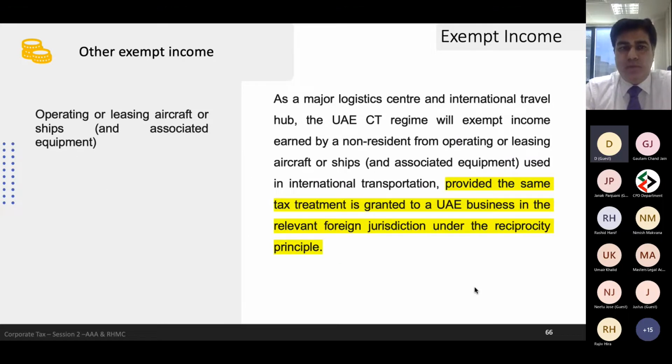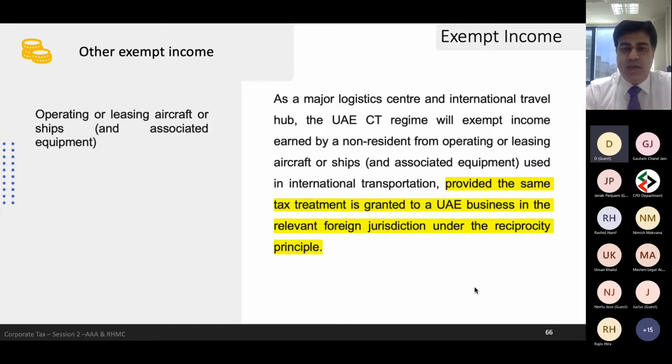Other income, now they're very specific on leasing and logistic kind of activity. So they said operating or leasing aircraft or ships and associated equipments. So they have taken this as out of the purview from a corporate tax perspective, and the logic is also correct because UAE is a major logistics center and international travel hub, UAE corporate tax regime will exempt income earned by a non-resident. So it's an income which is earned by non-resident from operating or leasing aircraft or ship used in international transportation.